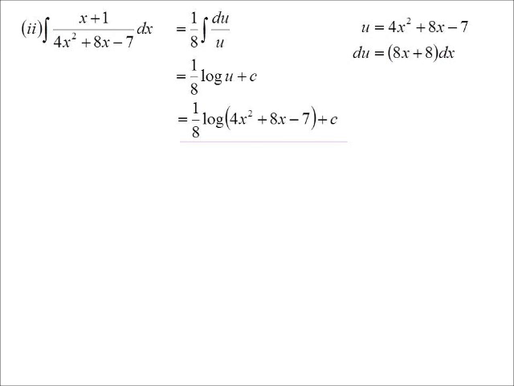Can I create the derivative on top? Okay, what's causing the problem here?